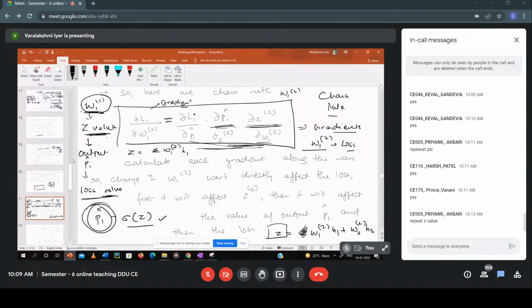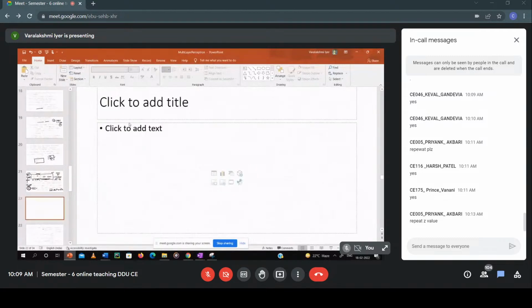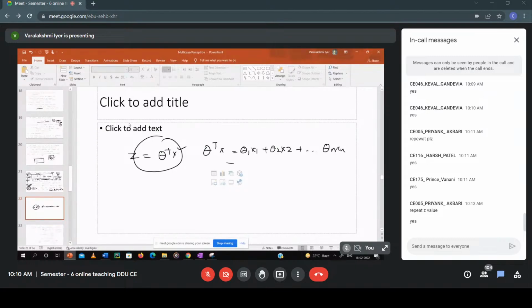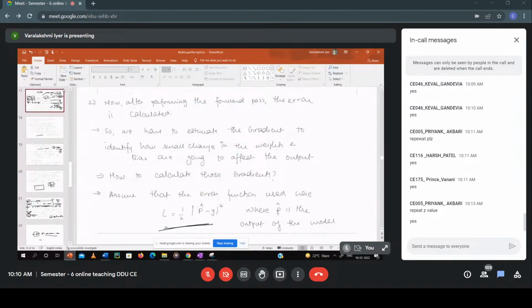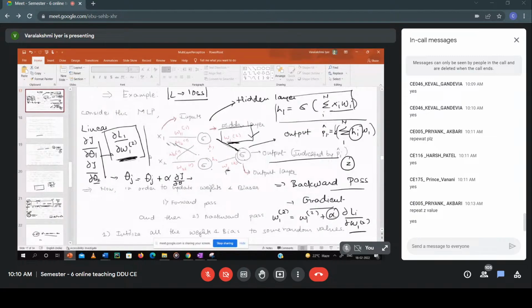I'll repeat. So what is Z? If you recall, in the case of linear regression that we had implemented, the Z value was theta transpose X. Theta transpose X means the summation of all the parameters: theta 1 x1, theta 2 x2, and so on up to theta n xn. So here also, what is the Z value? The Z value is the output that we are generating in this multi-layer perceptron, which is the weighted sum of the inputs being passed into the output layer.